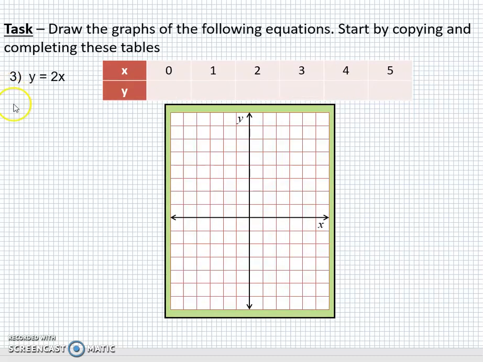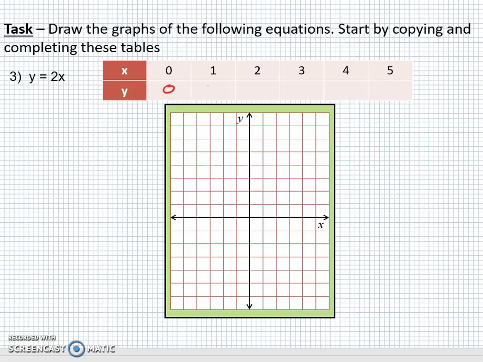So question 3, same thing. We're going to find our values in our table. This is step 1, and then we're going to plot them as step 2, and number 3, join our line together. So 0 is our first x value we're putting in. So 0 times 2, okay, because that's what 2x means. So 0 times 2 is just 0.